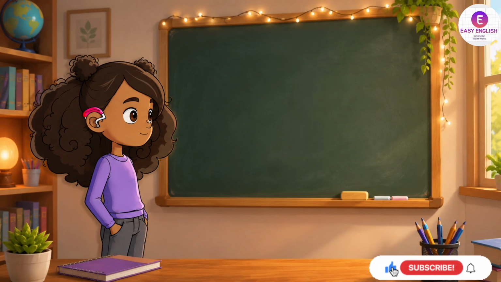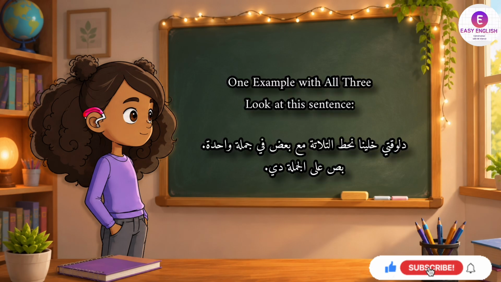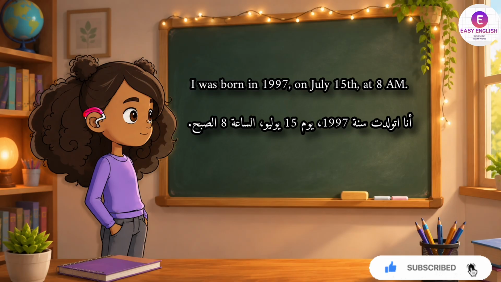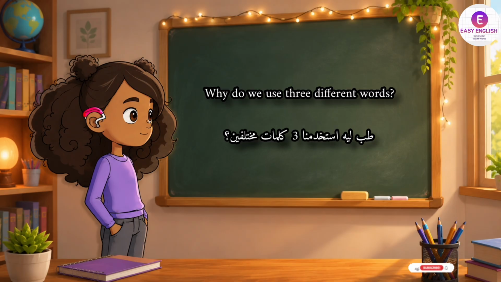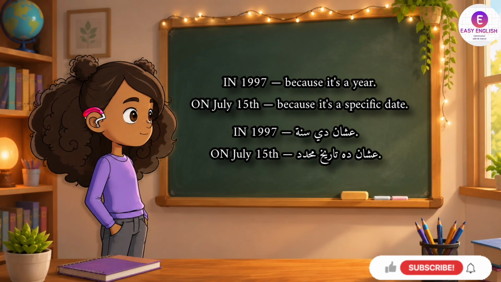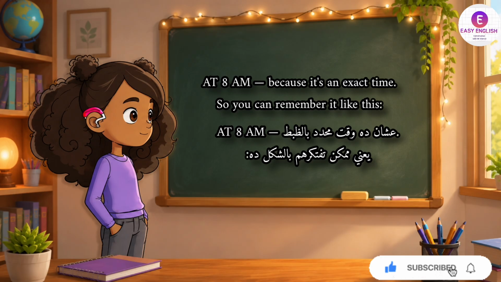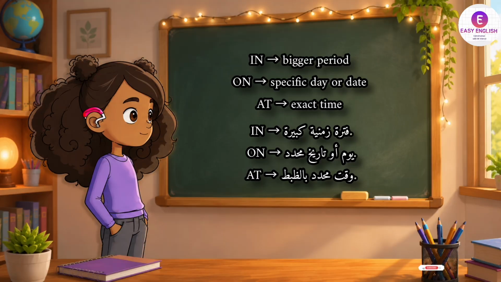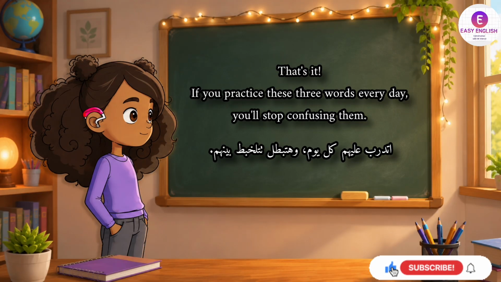One example with all three. Look at this sentence. I was born in 1997 on July 15th at 8 a.m. Why do we use three different words? In 1997 because it's a year. On July 15th because it's a specific date. At 8 a.m. because it's an exact time. So you can remember it like this. In: bigger period. On: specific day or date. At: exact time. That's it.